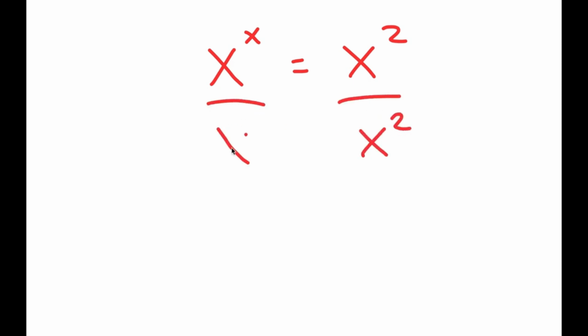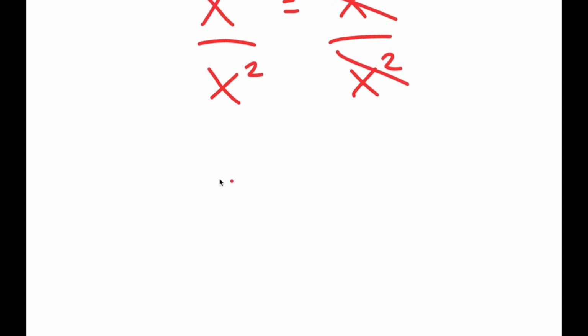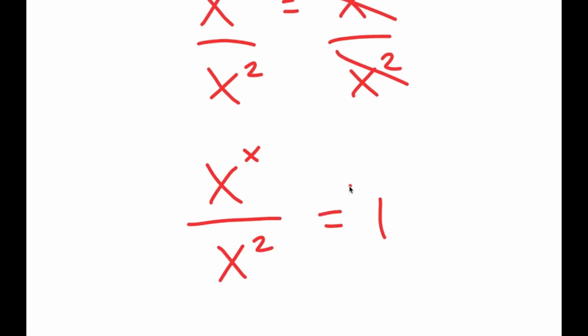Alright, so in this video, I'm going to solve the equation x to the power of x is equal to x to the power of 2. So to solve this, I'm going to start by dividing both sides by x to the power of 2. So these two cancel out, and I get x to the power of x over x to the power of 2 is equal to 1.